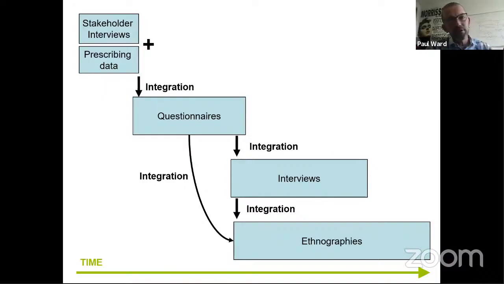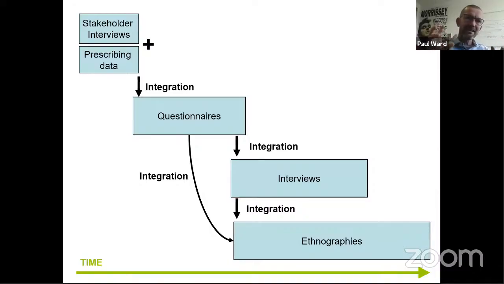So at the beginning of the study, we did some stakeholder interviews, which are qualitative, and we used some prescribing data, which are quantitative. So we used that in order to develop some questionnaires. So you could see that that's a form of integration. We integrated qualitative and quantitative data to develop some questionnaires. We then applied the questionnaires and got some data.